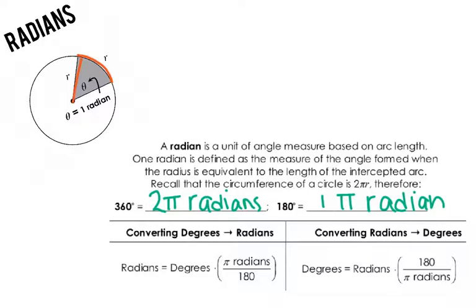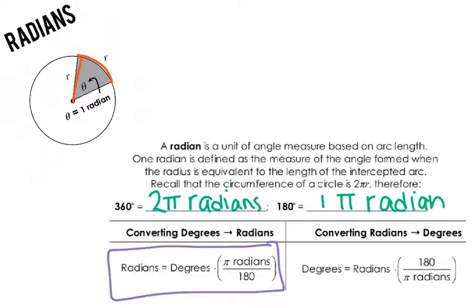So radians and degrees are pretty much the same thing, and you can work from degrees to radians or radians to degrees, and here are your two formulas. So if you want to convert from degrees to radians, you're going to use the left-hand formula.